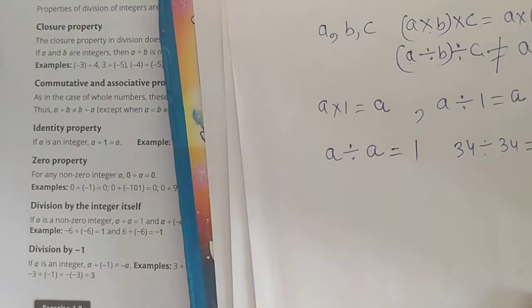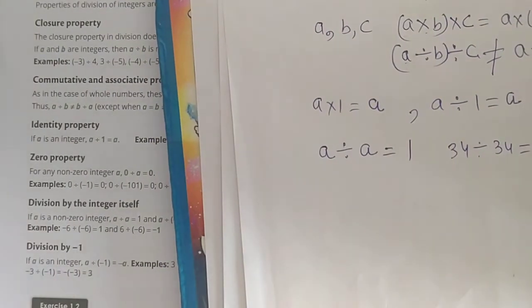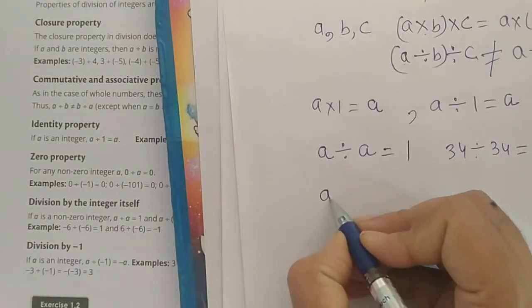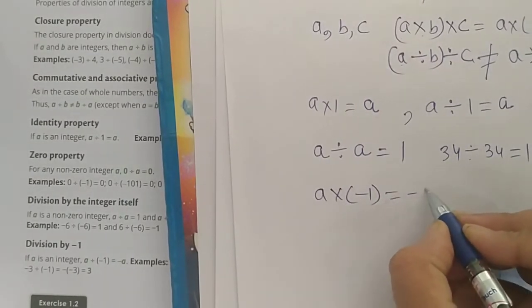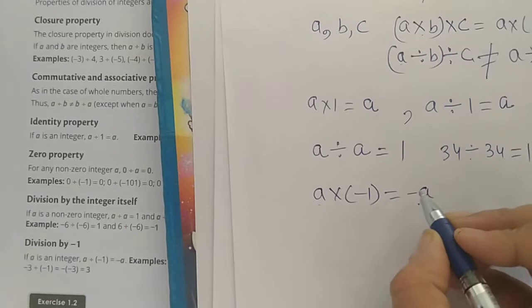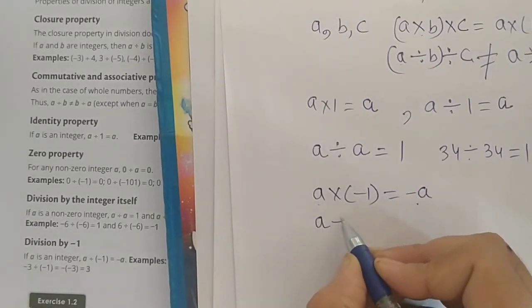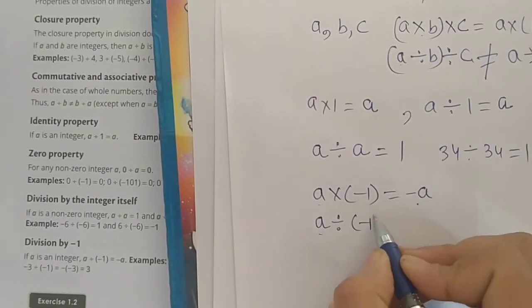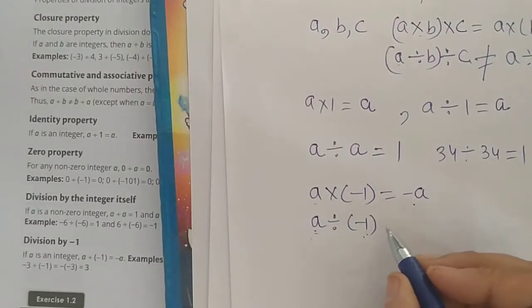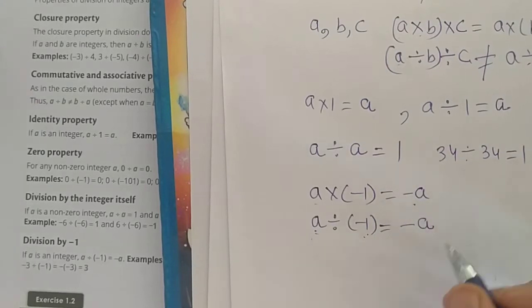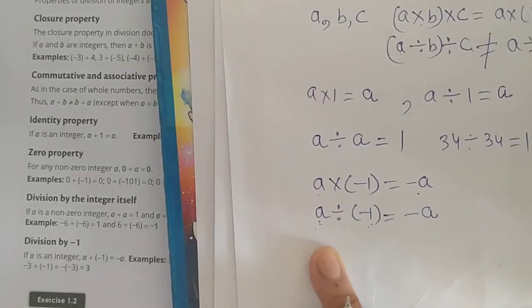And division by -1. Similar to multiplication, where the sign was changed, in division the sign will also be changed. In multiplication, if we multiply A by -1, the answer is -A. Here the sign is changed, and it is also true for division. When we divide A by -1, one is positive and the other is negative, so they are of opposite sign, so the answer will be -A. So here the sign will also be changed.